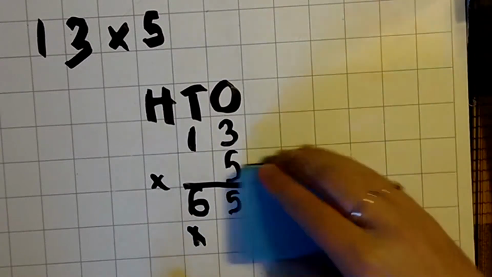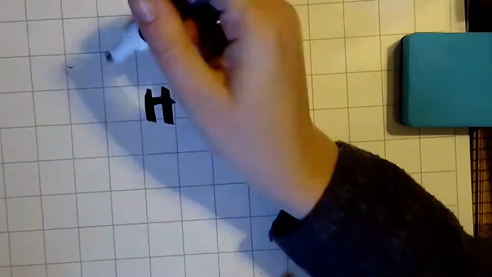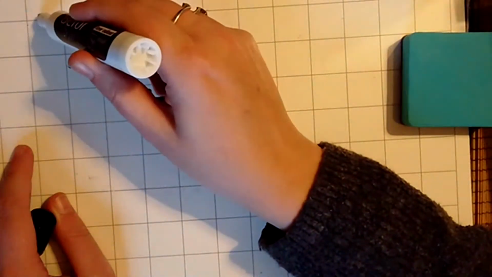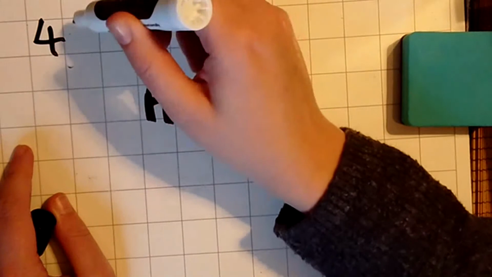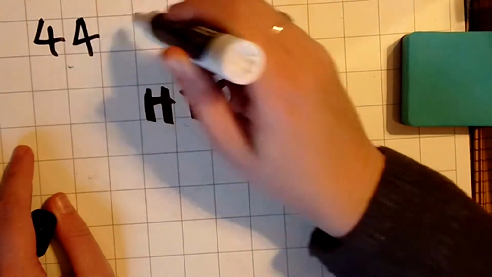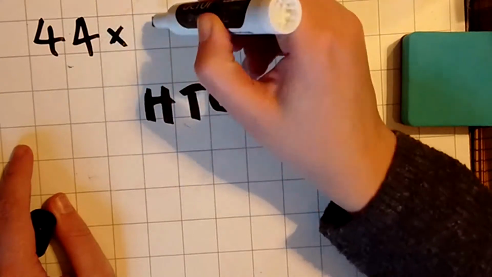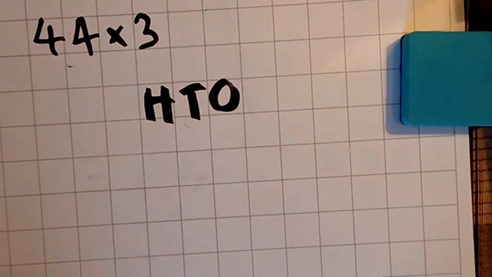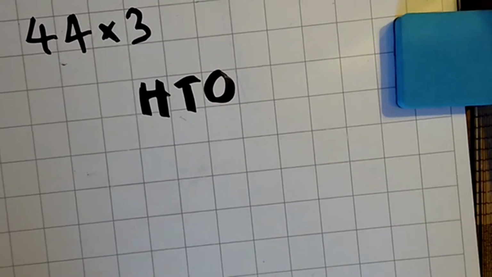Should we do another? I think we should. This is the kind of thing that practice makes permanent. Practice makes permanent. So we're going to do 44 times 3. Okay, 44 times 3, I want you to put that into column multiplication and solve it. So I suggest that you press pause on the video now.